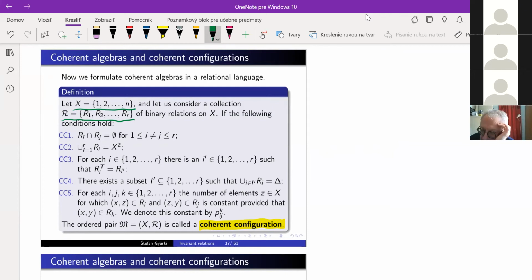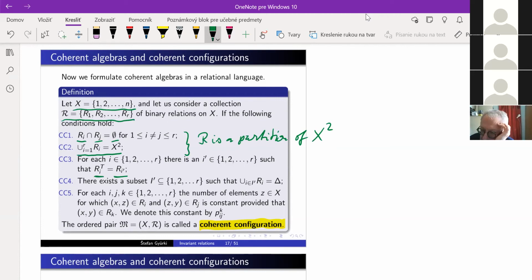And we require that two binary relations are disjoint if I'm making the intersections of two different binary relations from the collections, and the union of all binary relations from the collection is covering the full second Cartesian power of the set X. This means, in other words, that R is a partition of the second Cartesian power of X. And similarly, we require that with each relation, its transposed relation will be a part of the collection R.